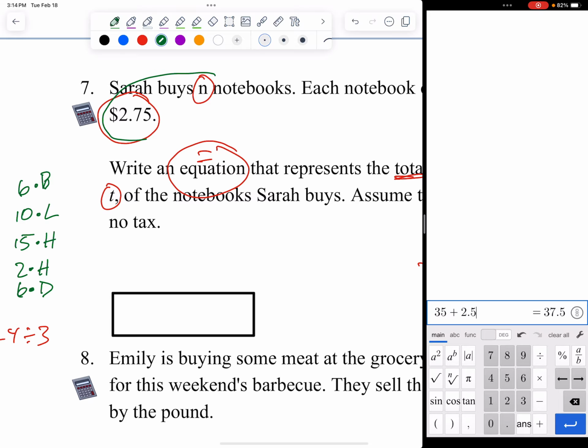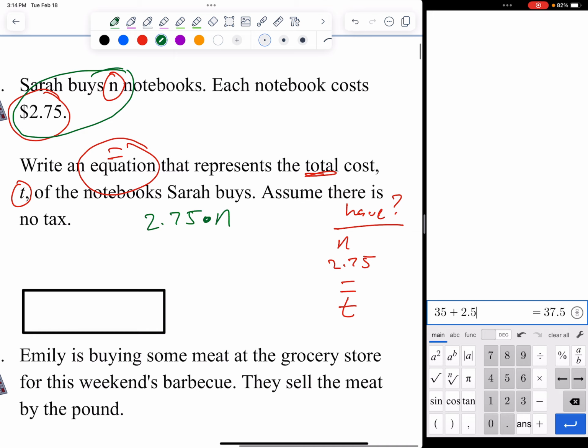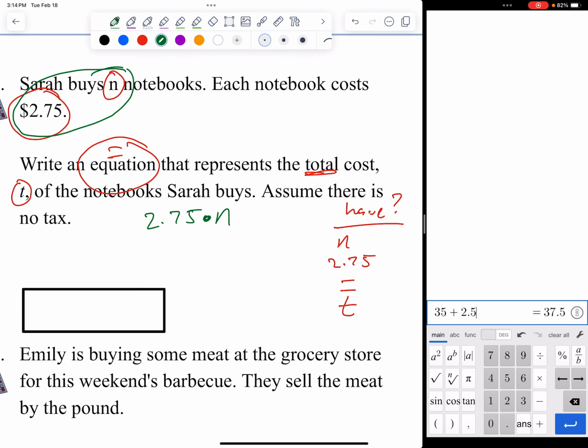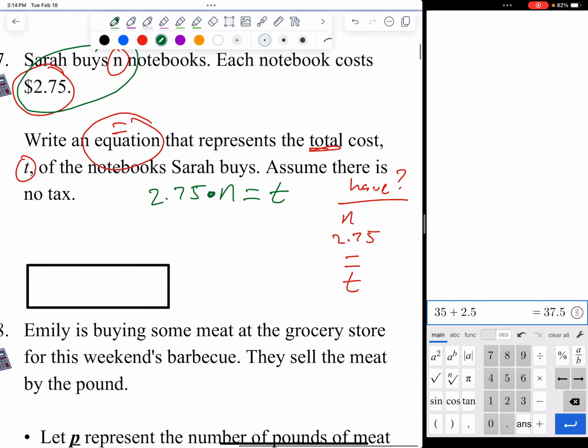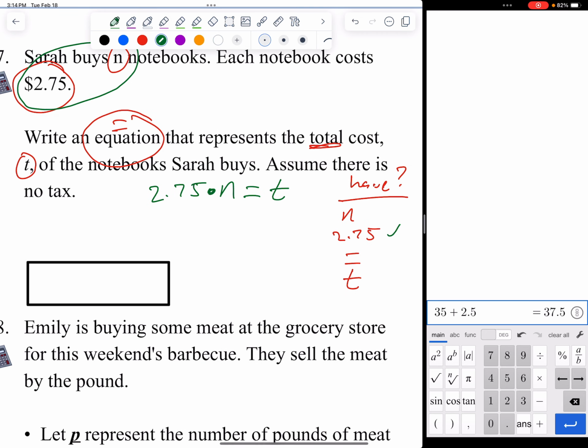What did we have here? It was $2.75 per notebook. So that's my multiplier. That's how much each notebook costs. So if I multiply my notebook times 2.75, I should get my total. So do you have an equation with everything? Did I use 2.75? Yes. Do I have an N? Yes. Do I have an equal sign? Yes. Do I have a T? Yes. So notice it is 2.75 N equals T.